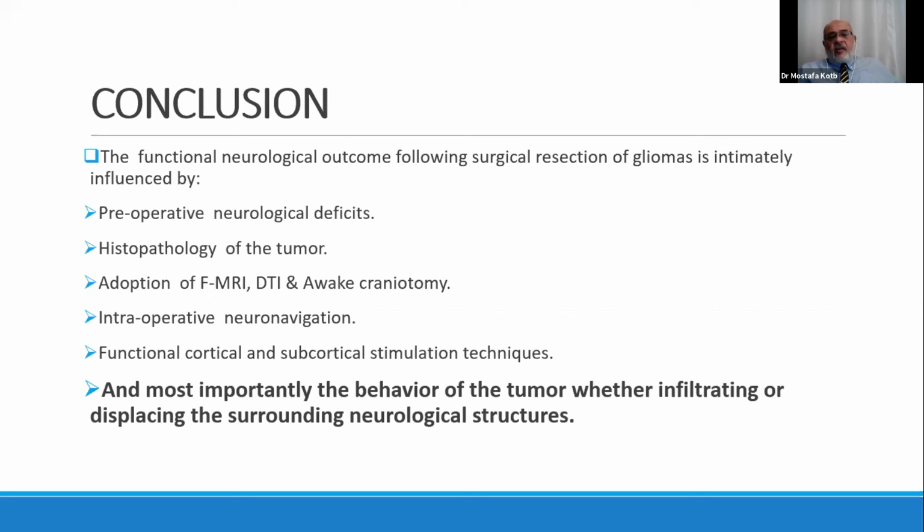The functional neurological outcome following surgical resection of gliomas is intimately influenced by preoperative neurological deficit, the histopathology of the tumor, adoption of functional MRI, diffusion tensor imaging and awake craniotomy, intraoperative neuronavigation, the functional cortical and subcortical stimulation techniques, and most importantly, the behavior of the tumor, whether infiltrating or displacing the surrounding neurological structures.